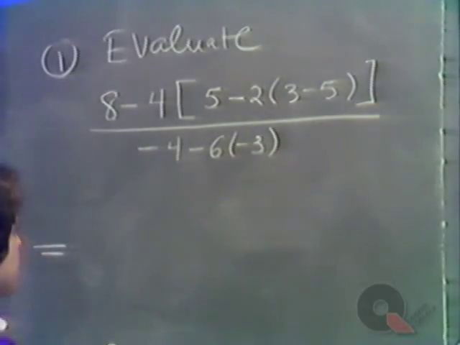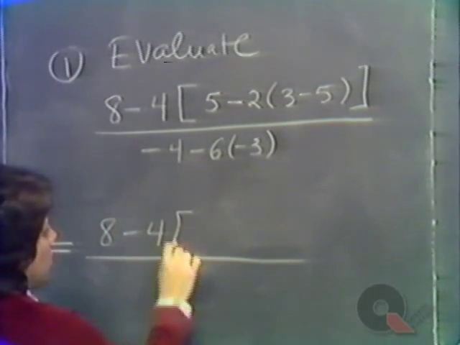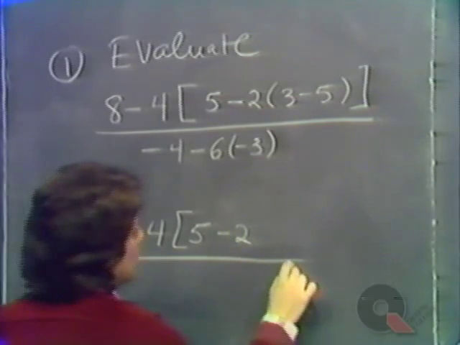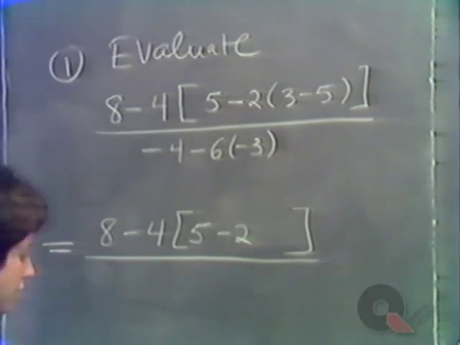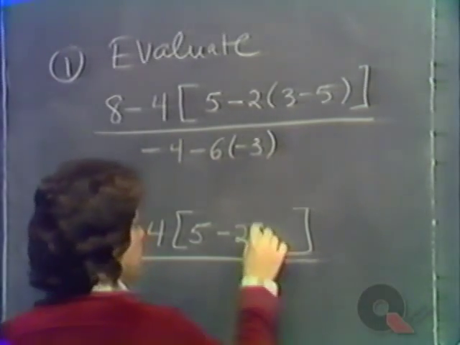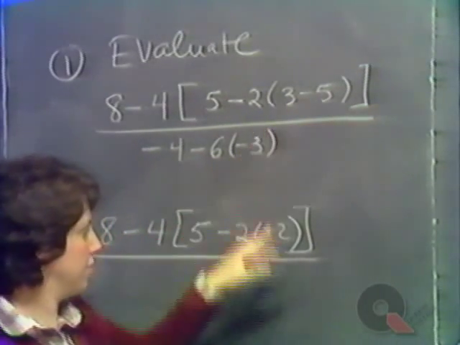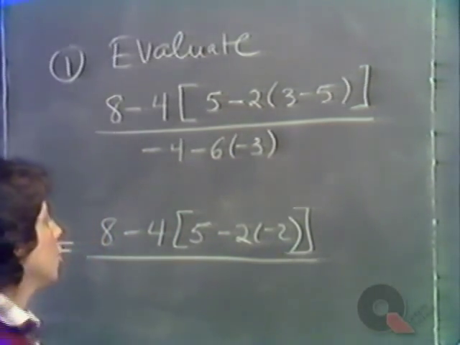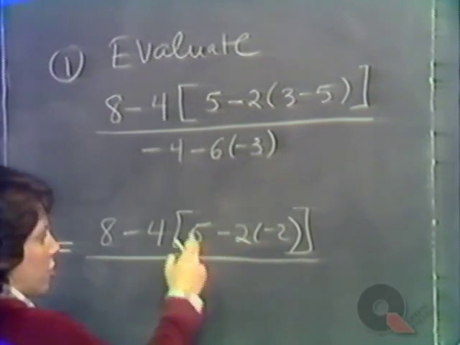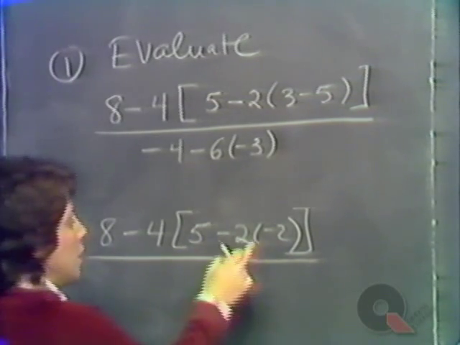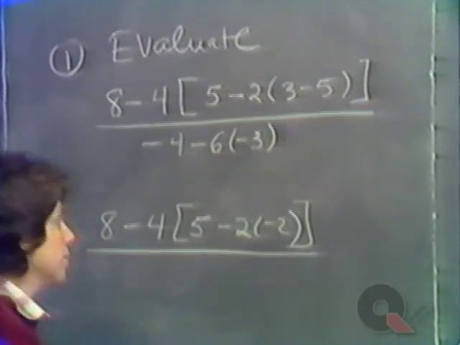Okay, so let's just do a little bit at a time here. We have 8 minus 4, 5 minus 2. Okay, 3 minus 5, that's minus 2. So we're just replacing now 3 minus 5 in that parentheses by minus 2 in parentheses. We realize that this multiplication comes before the subtraction. So we don't go 5 minus 2 is 3. Instead, we say minus 2 times minus 2, that's plus 4. 5 plus 4 is going to give us a 9.